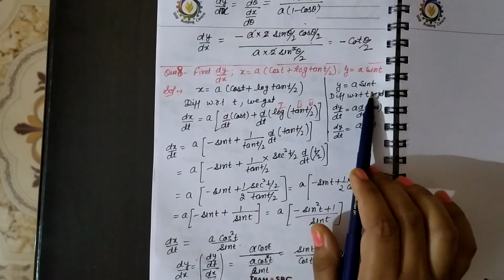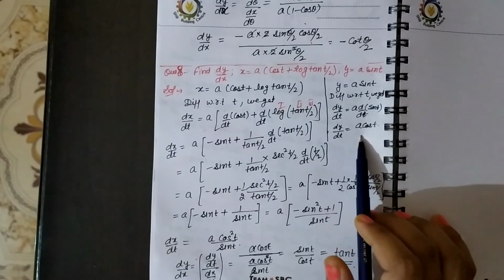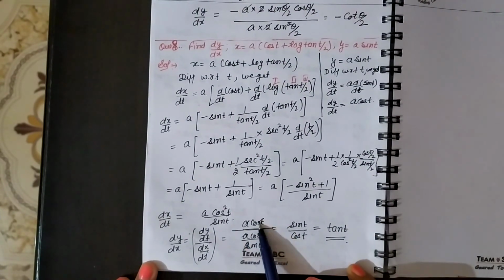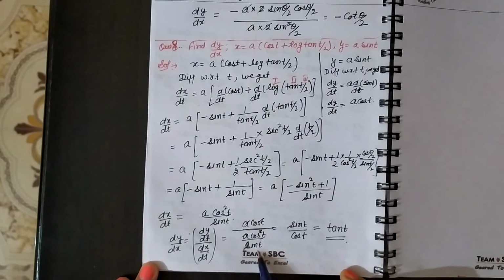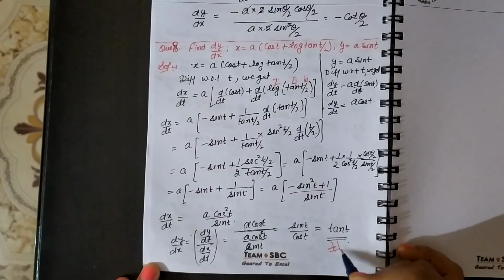Now y is equal to a sin t. Differentiate. A is the constant, derivative of sin t is cos t. Now put both of the terms here. dy by dx. So we get a cos t upon a cos square t upon sin t. Sin t taken outside numerator. So it becomes sin t upon cos t. 1 cos t cancelled. A is also cancelled. It becomes tangent t. That is the answer of the 8th question.